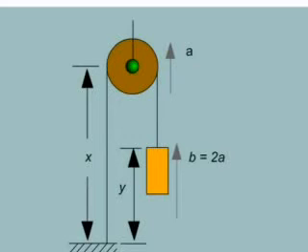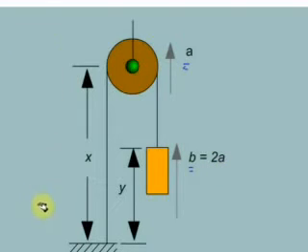is connected, and this pulley is moving upwards with acceleration a, and suppose the acceleration of this block is b. So now we want to find out the relationship between the accelerations a and b, that is the acceleration of pulley and the acceleration of block.